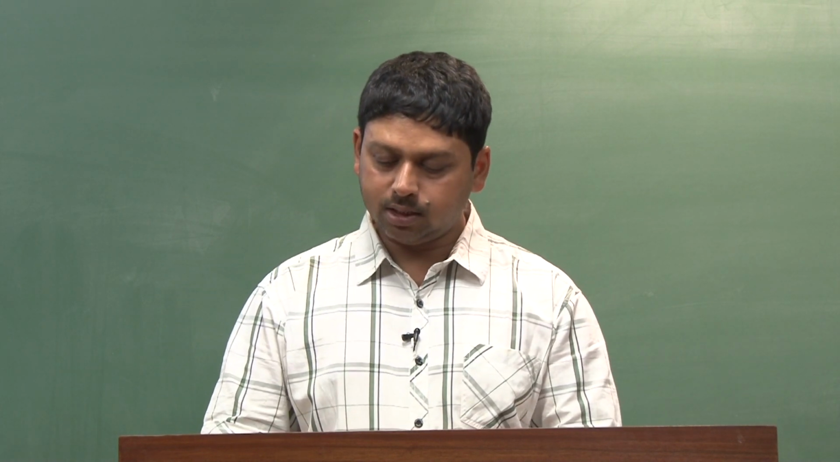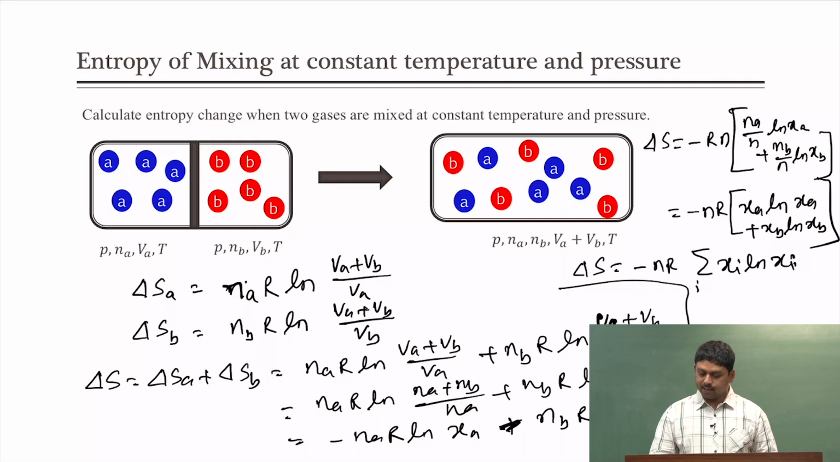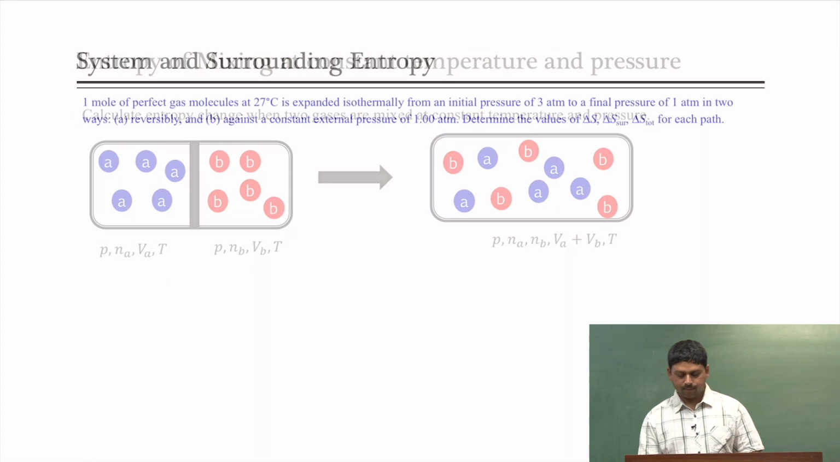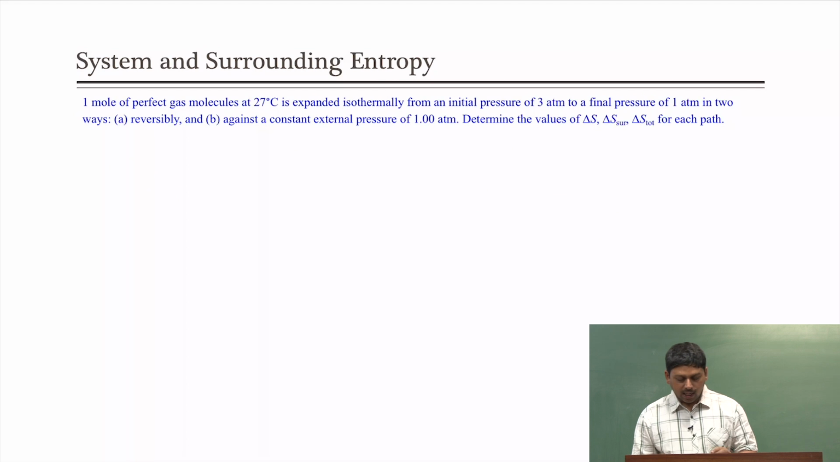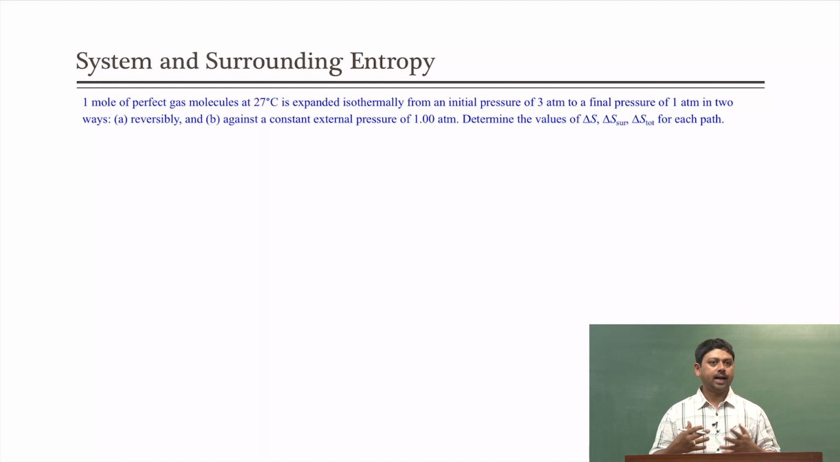So that is a good question. Minus nR x_i ln x_i, but x_i is a fraction quantity. Since x_i is a fraction, ln x_i is a negative quantity, so negative and negative will become positive. So basically ΔS is greater than 0 because ln x_i is negative. Good that you asked.